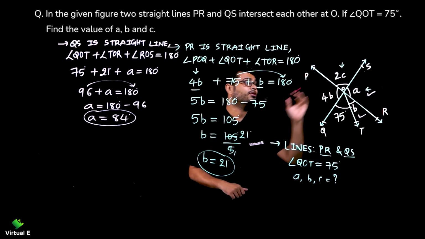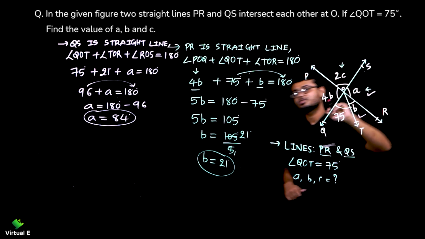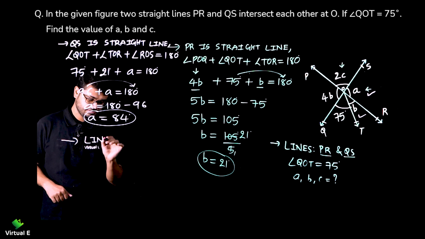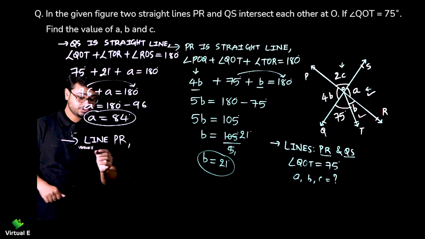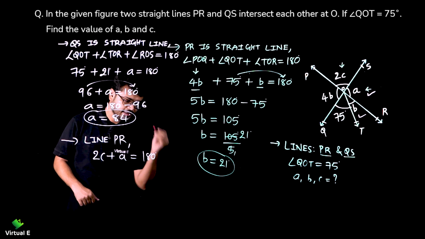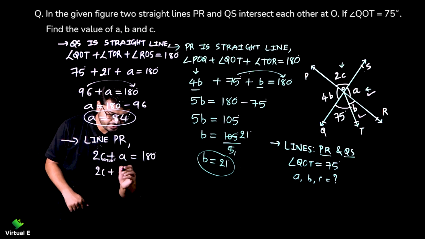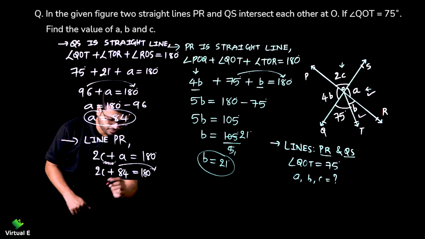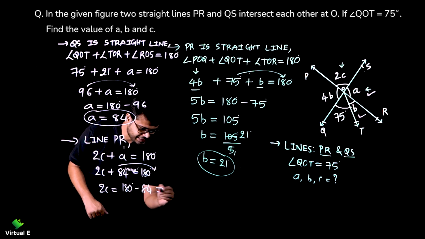Now we need to find the value of 2C. Now we can do it in either way. Let's take these two angles and add up. So we will get 180 degrees. So let's take the line here, that will be PR. We are repeating the line. So 2C plus A is equal to 180 degrees. Very simple it is, right? So 2C plus, instead of A, what can we write? 84 is equal to 180. Now let's shift 84 over there. So 2C is equal to 180 degrees minus 84, that is 96.